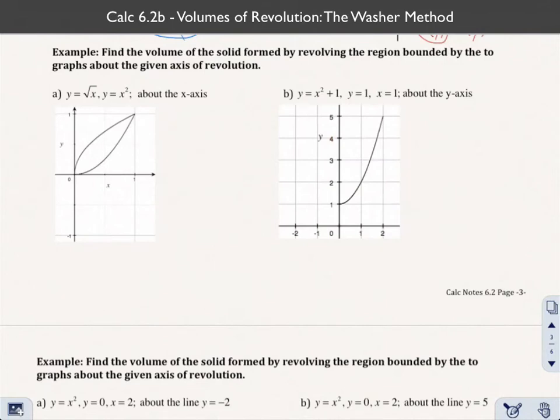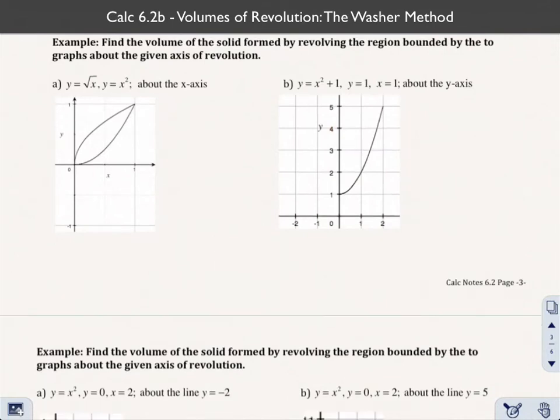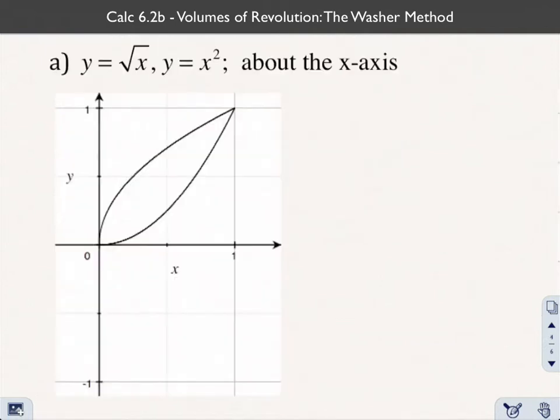Alright, so let's try some examples here. It says find the volume of the solid formed by revolving the region bounded by the two graphs about the given axis of revolution. Here we have y equals square root of x, and on the bottom we have y equals x squared, and we're going to revolve this around the x-axis right here.